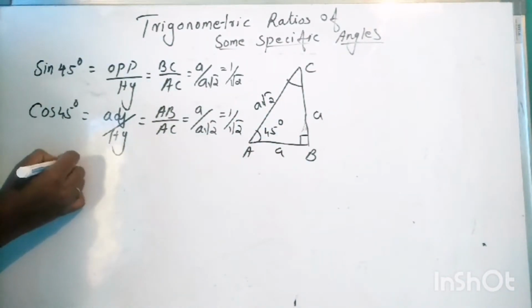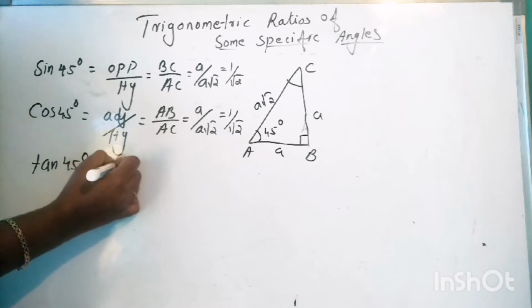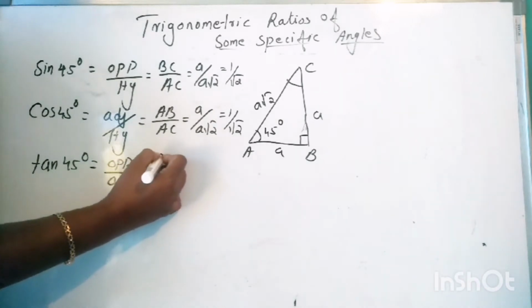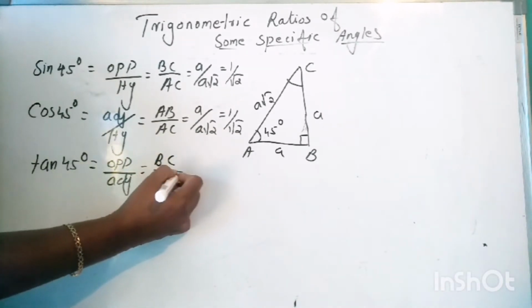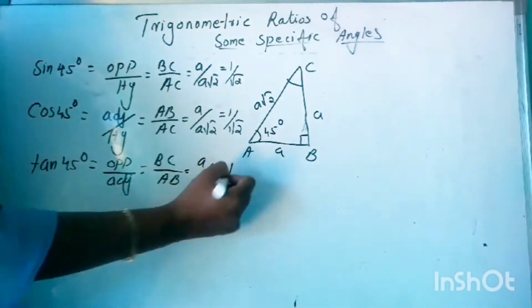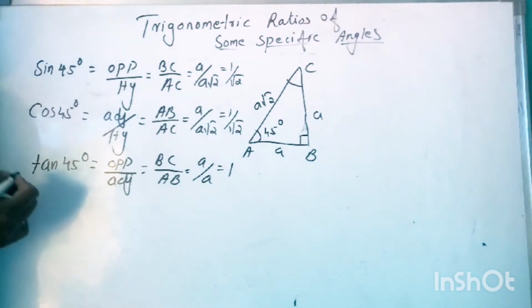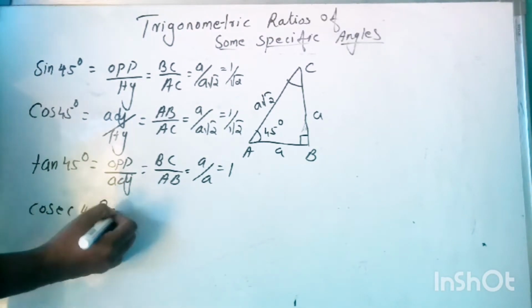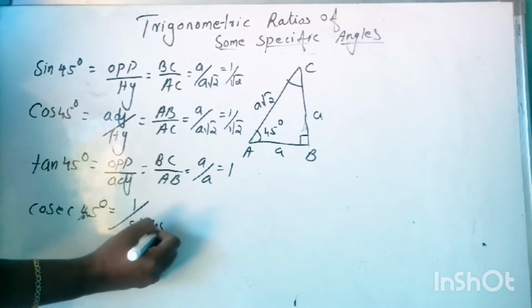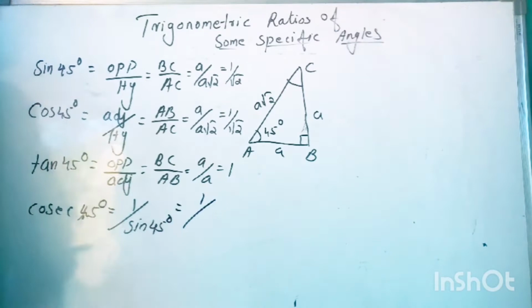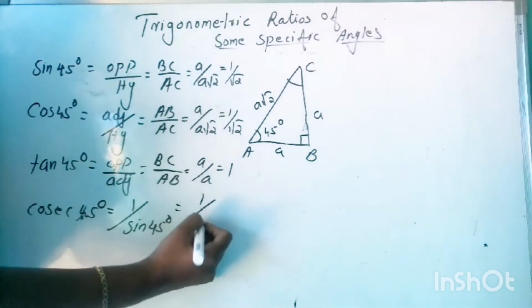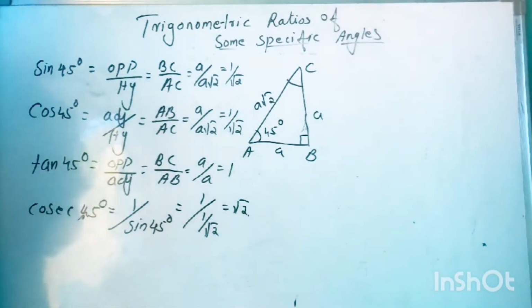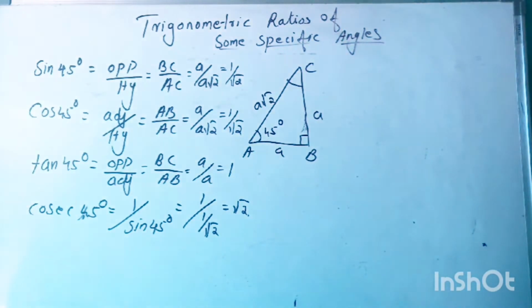Now tan 45 degree is equal to opposite side divided by adjacent side. Opposite side is BC and the adjacent side is AB. We will get A by A is equal to 1. And we know that cosec 45 degree is the reciprocal of sine 45 degree, which is equal to 1 by sine 45, that is 1 by 1 by root 2. Just take the reciprocal of 1 by root 2, and that is root 2.